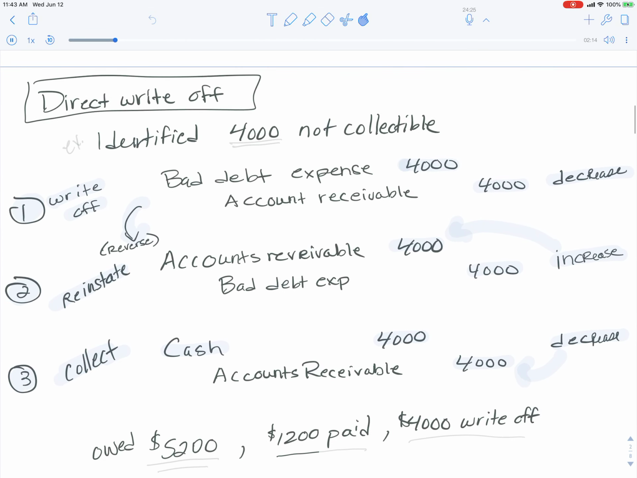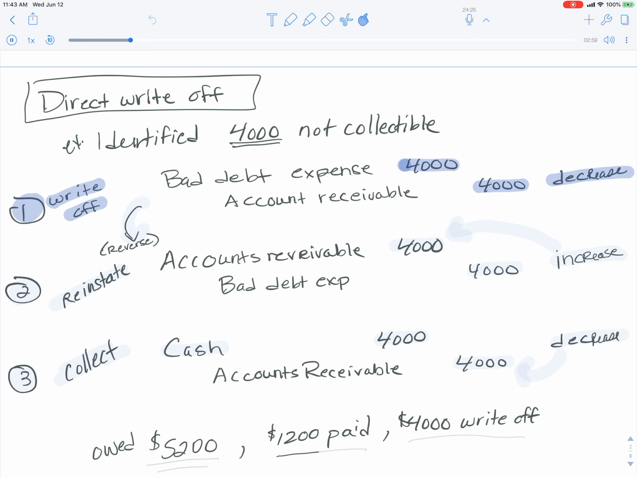Here are some examples of journal entries for our direct write-off method. So let's say here's our example. We have identified a customer who owes us $4,000 and they haven't been returning our phone calls, and we determine it's not collectible. So the first thing that we're going to do is write off the bad debt. We're going to do this by debiting bad debt expense for the $4,000 and crediting accounts receivable, which is a decrease to accounts receivable for that $4,000. So now that account is zero.